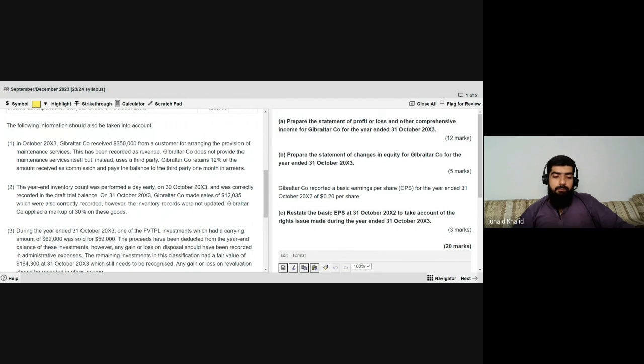The year end of the company inventory: the year end inventory count was performed a day earlier. It means inventory was counted just one day before the reporting date, that is on 30th October. Instead, it should have been calculated on 31st of October, but staff calculated the ending inventory on 30th of October and it was correctly recorded in the draft trial balance. It means inventory is accurately calculated.